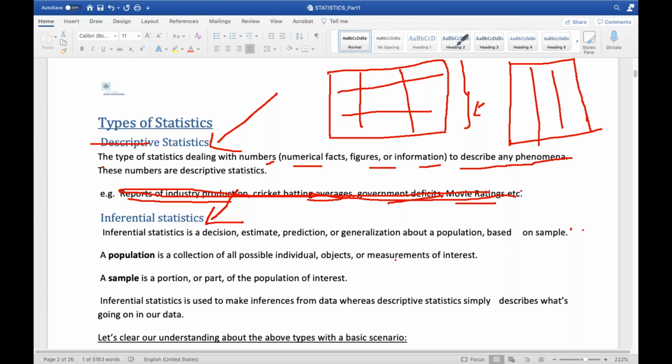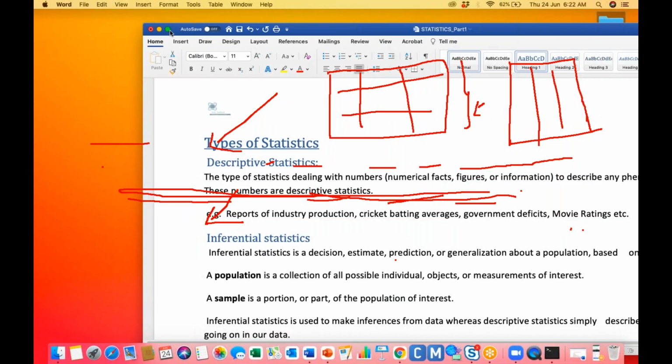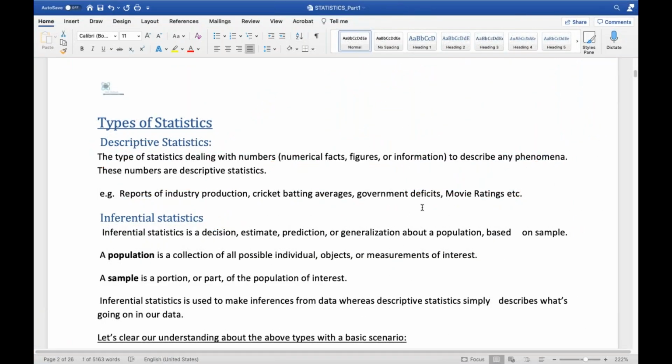Even government deficits. Based upon facts and figures only we are giving decisions. You are not giving decisions without knowledge. We are giving decisions based on the facts, on what is happening in this particular situation and what happened in the past. Based upon those two situations, we are describing this particular moment. Got it? That is descriptive statistics.